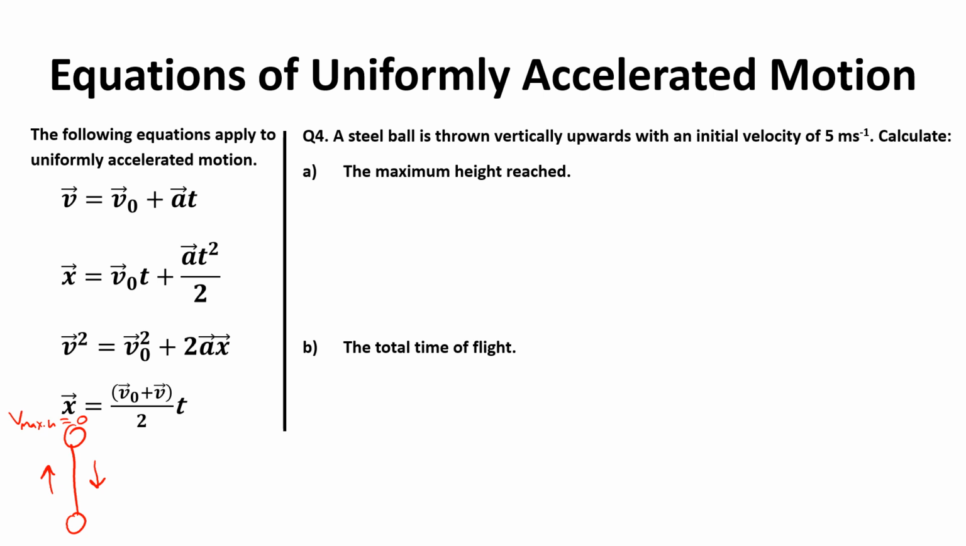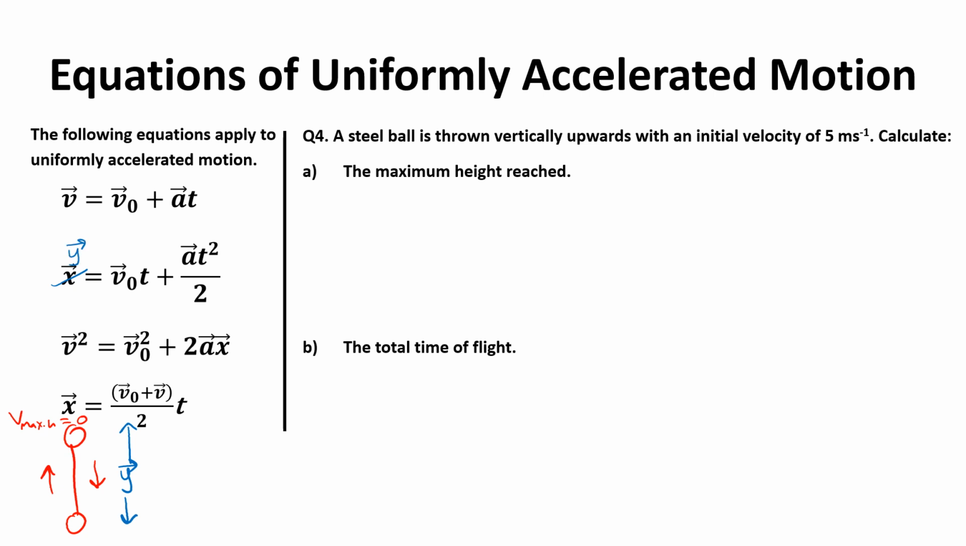It will stop at a certain height and it will come back down. So what is the maximum height? In this case, I want to know what is y. So instead of x, now I'm just putting y because now I want to find the vertical distance. So here instead of x, we can just put y. So what is y? So let's look at these equations.